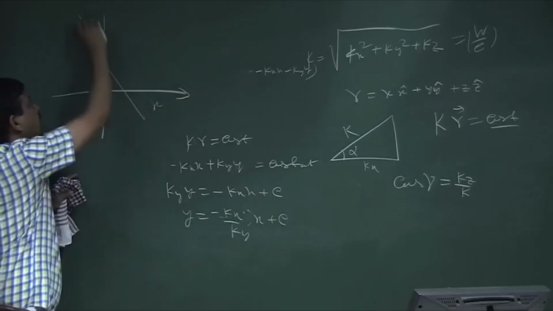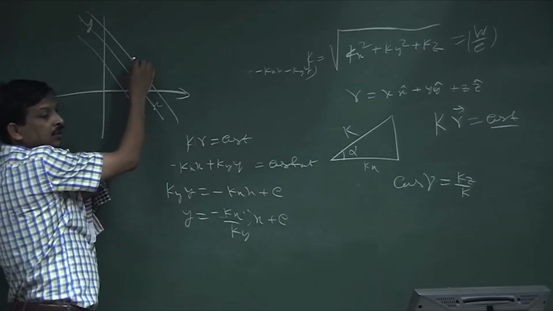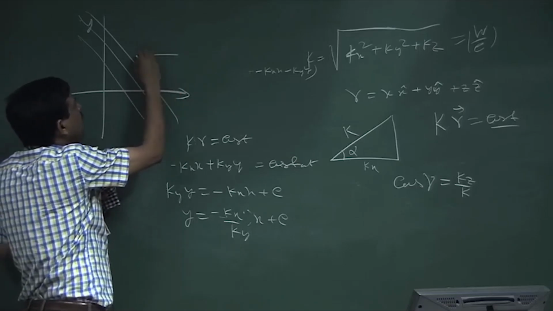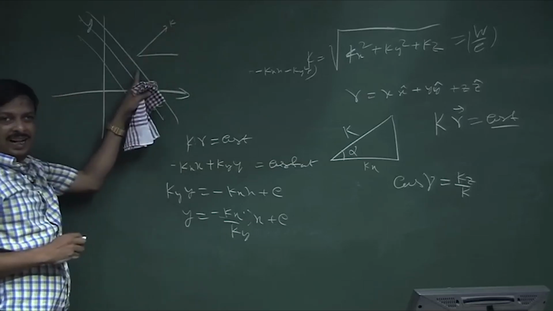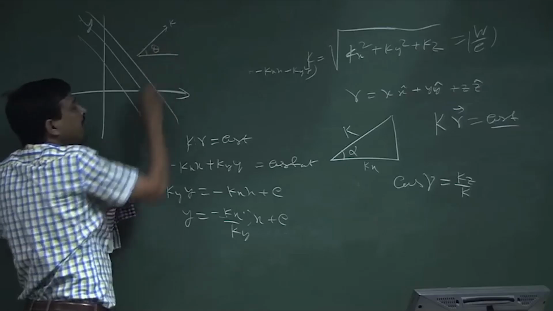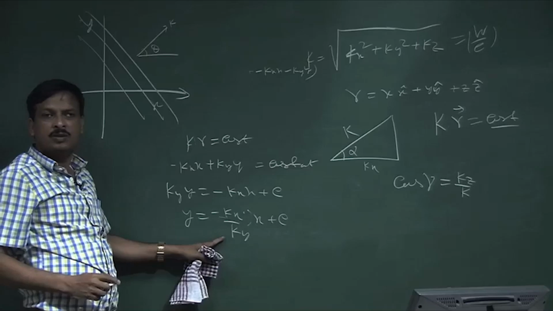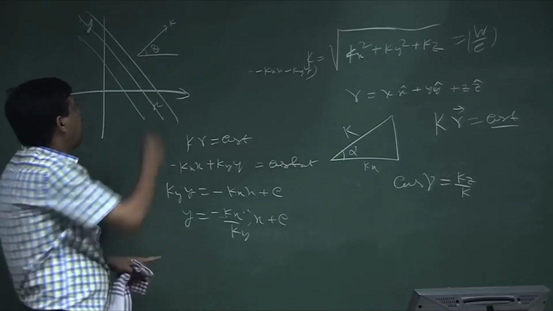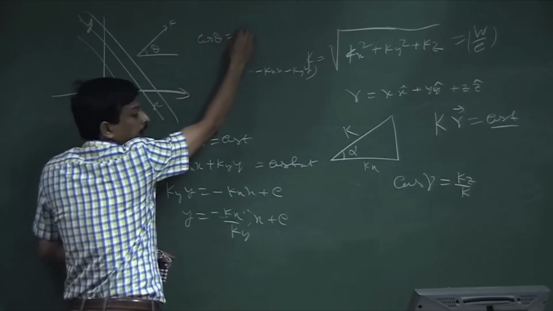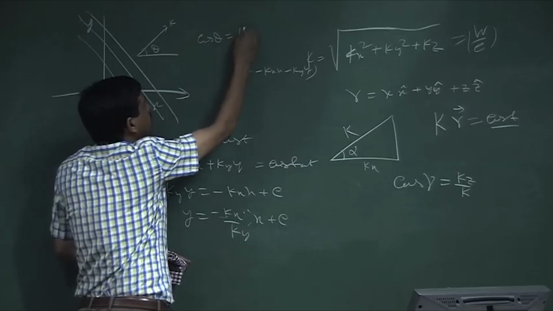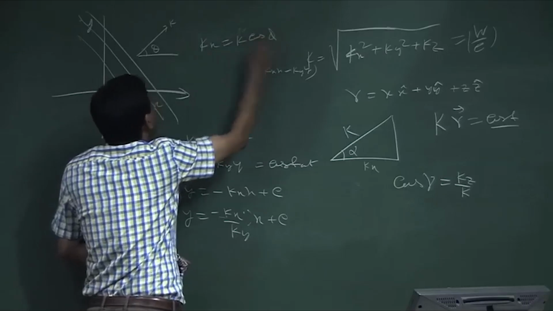So, a wave is propagated along the xy plane with an angle phi. This is the wave propagation. Tan phi is nothing but minus kx by ky. With the angle phi, cos phi gives kx is nothing but k cos phi.